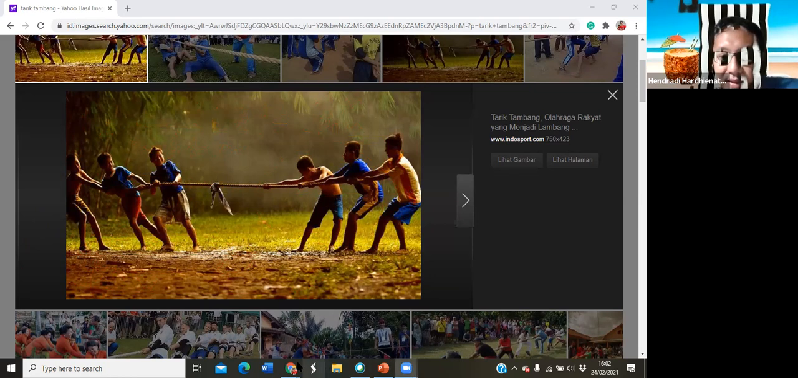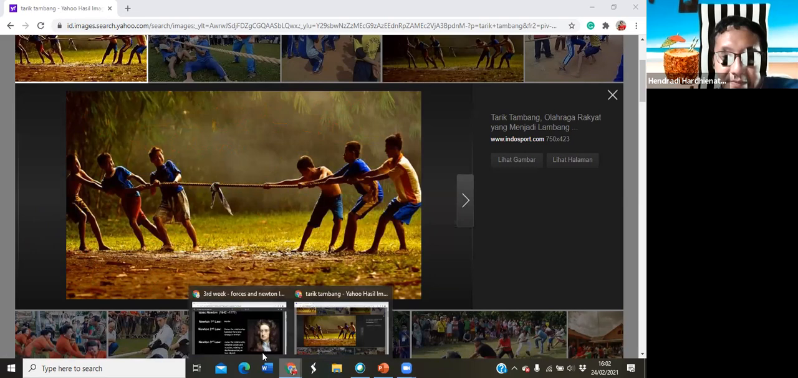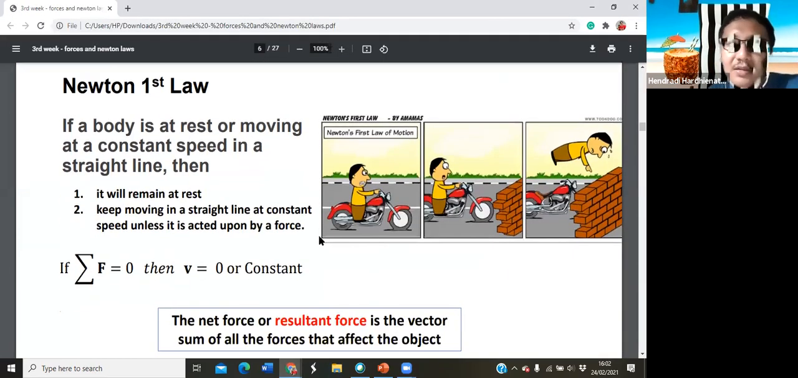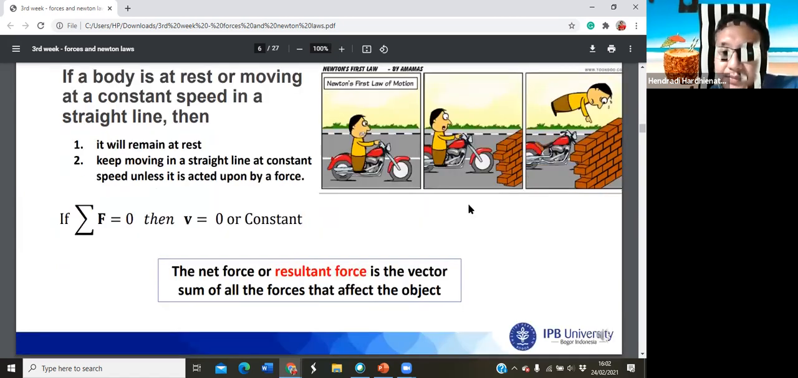Slide, where was it? Yeah, this one. This is Newton's first law. You can read this by yourself. What happens when you don't wear a safety belt?